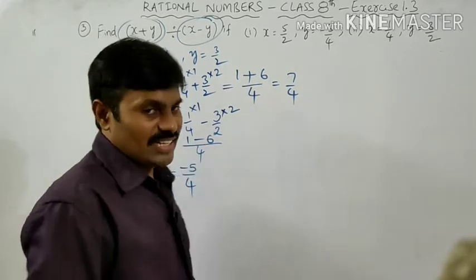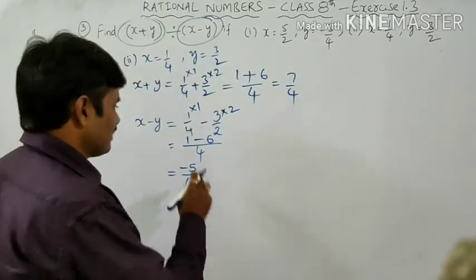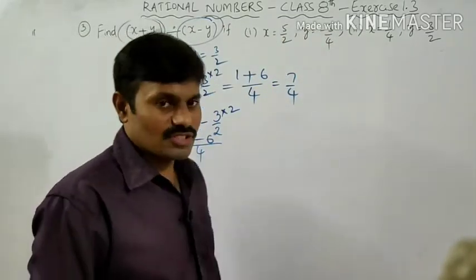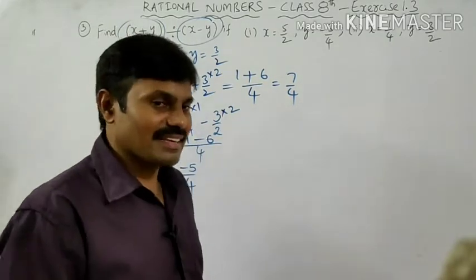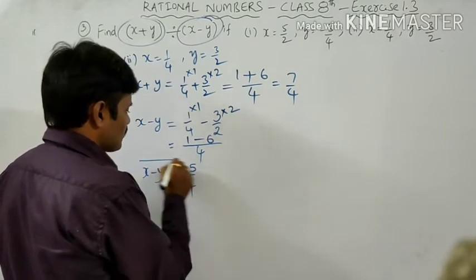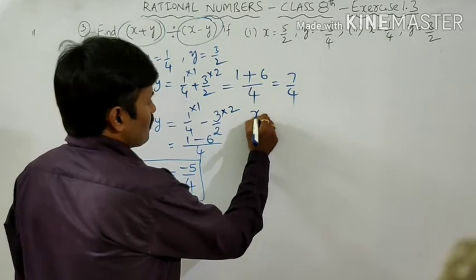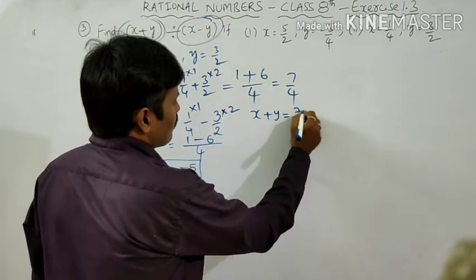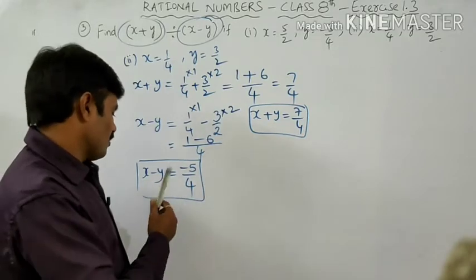Since both are having different signs, we should subtract and we have to keep the sign of the greater number. The sign of the greater number here is minus, so we should keep negative. So the value of x minus y is a negative value. We got minus 5 by 4. The value of x plus y is how much we got here? 7 by 4. Okay, clear about this?